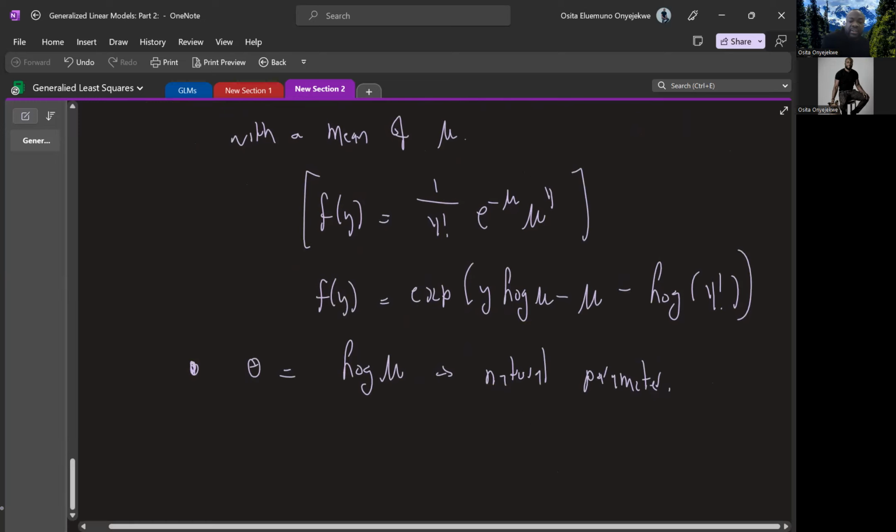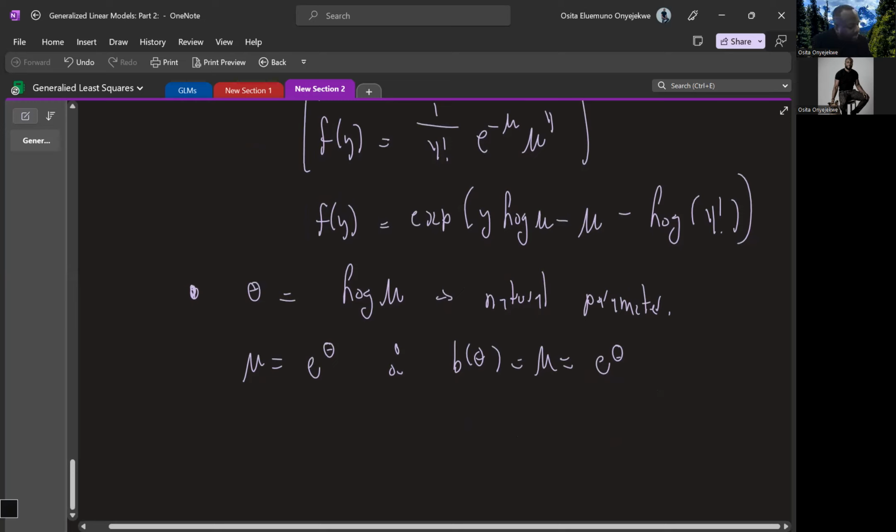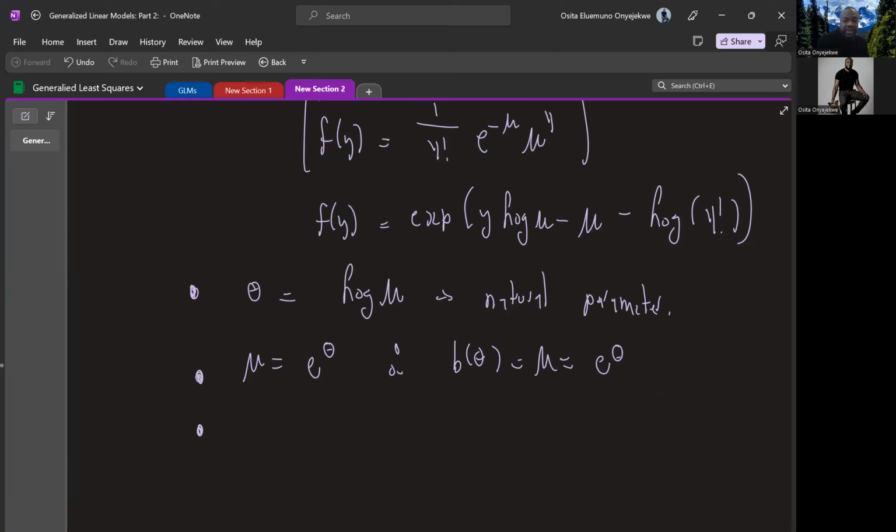Reciprocally, we can write the mean in terms of the natural parameter as mu is equal to e to the theta. Therefore, we can say that b of theta is equal to mu, which is equal to e to the theta. And last but not least, again, there's no dispersion parameter. So we can set a of phi equal to 1.